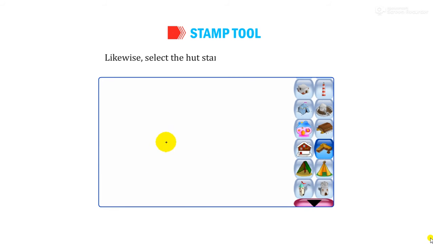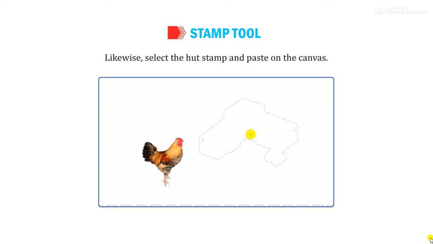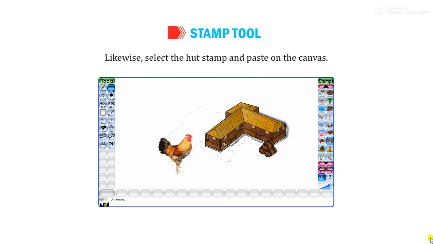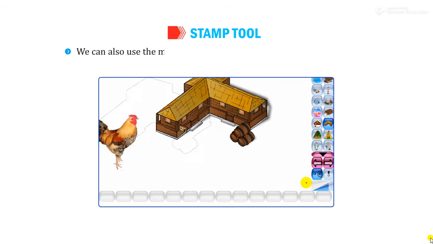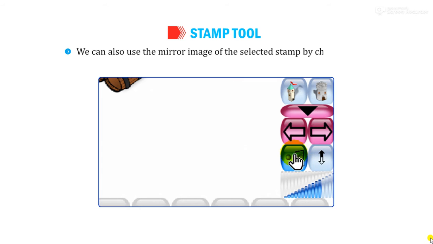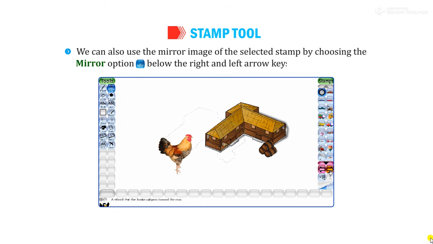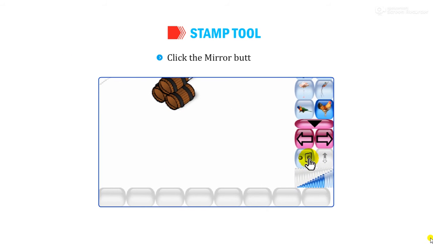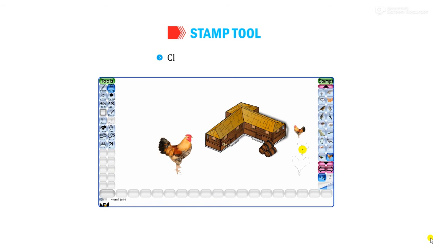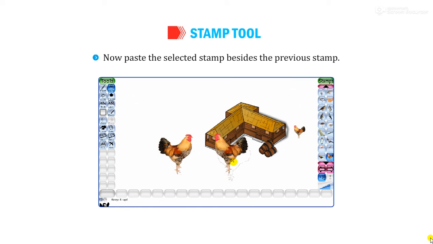Likewise, select the heart stamp and paste on the canvas. We can also use the mirror image of the selected stamp by choosing the mirror option below the right and left arrow keys in the sub toolbox. Click the mirror button. Now paste the selected stamp besides the previous stamp.